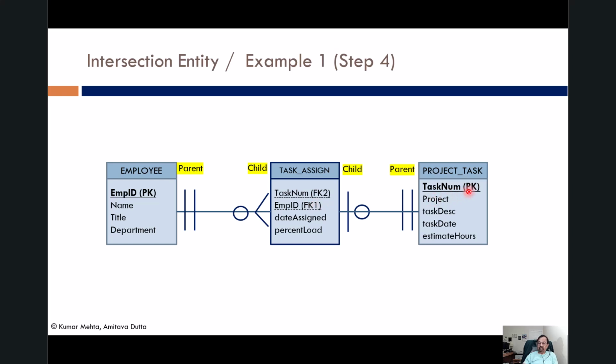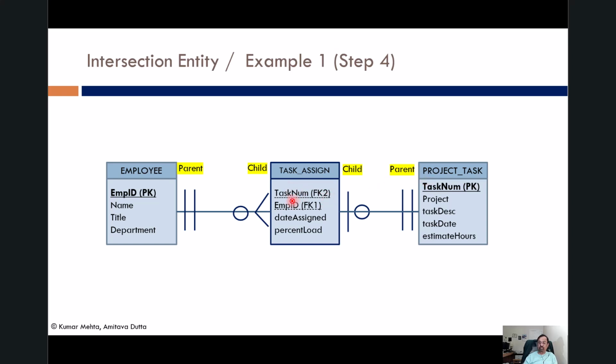Okay, and in this case, the task number, if you come back to the left, could be assigned to at least 0 employees and at most 1 employee. What this simply means is there could be project tasks that have not yet been assigned to any particular employee. So just from this picture itself, task number could possibly be null because you could have a project task that is not assigned to any employee yet.